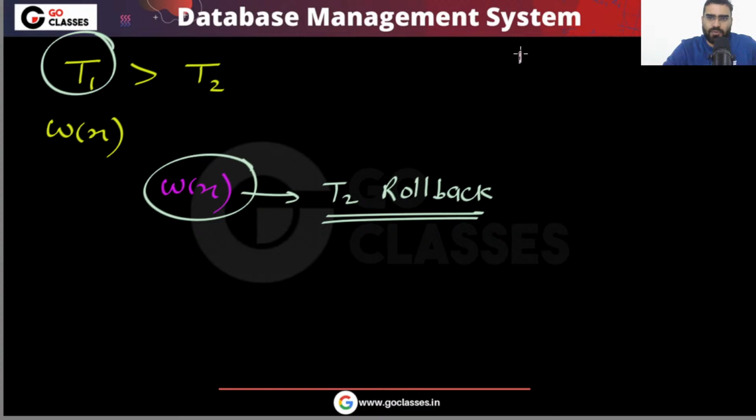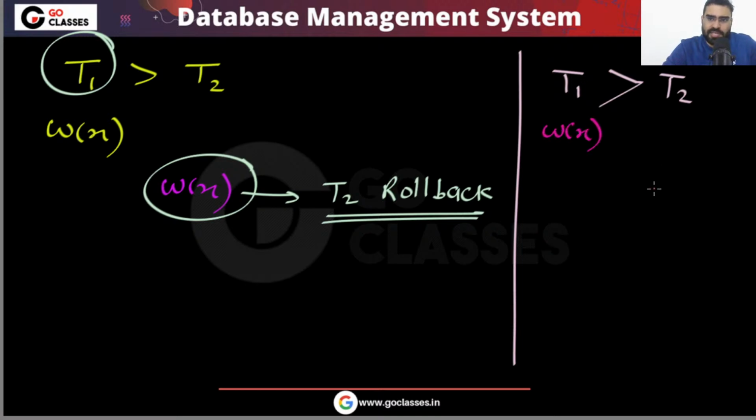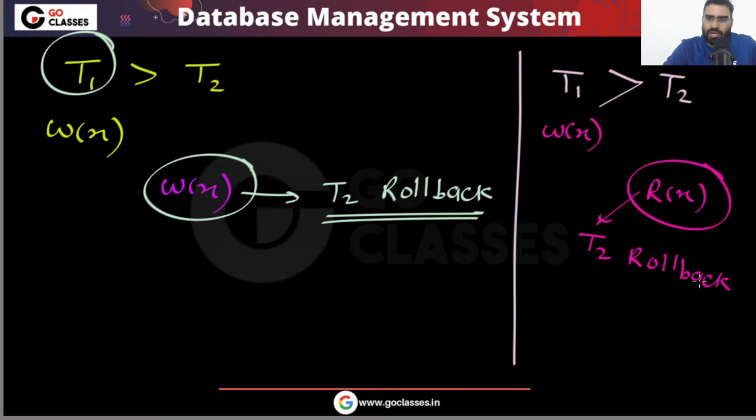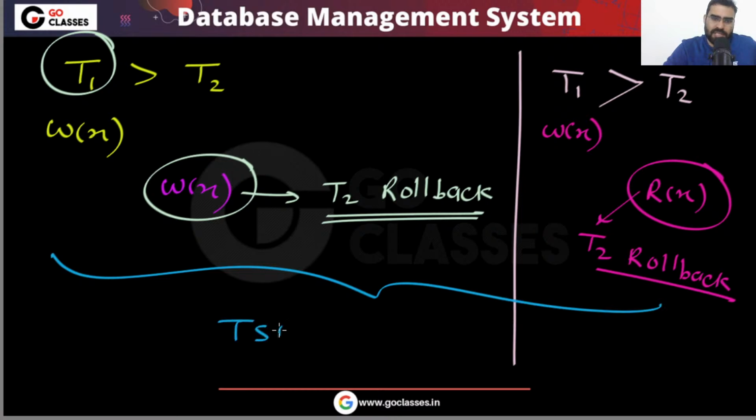Same point for the read operation also. If T1 has more timestamp than T2, and T1 has already written item X and T2 wants to read item X, then again at this point of time, T2 will roll back. This is what happens in the timestamp protocol.